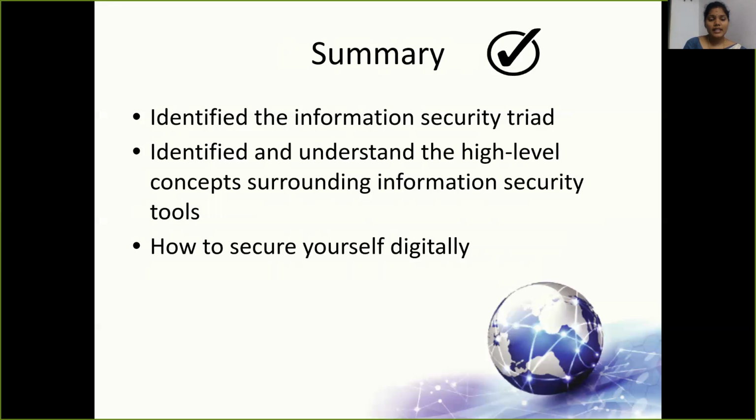The summary of this is: we identified the information security triad, understood the high level concepts surrounding information security tools, and learned how to secure yourself digitally.